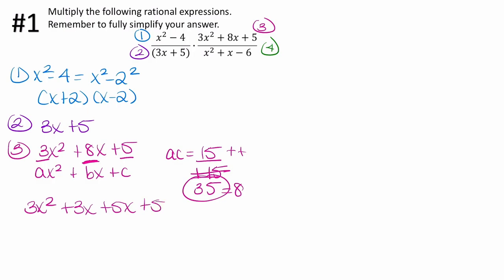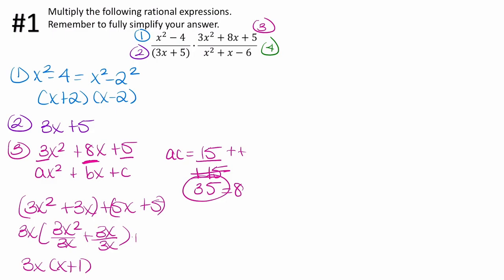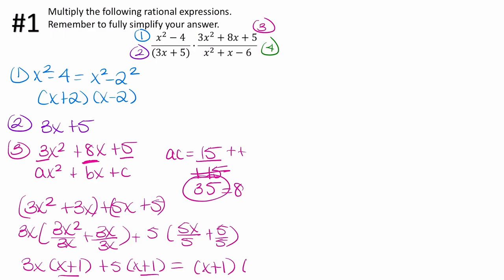Okay, and then we put the terms into 2 groups. So if we factor out the GCF of the first group, we have 3x times 3x squared over 3x plus 3x over 3x. And so that's going to be 3x times x plus 1. Okay, and then we go to the second group and we factor out a 5. So that's going to be 5x over 5 plus 5 over 5. Okay, so that's going to be plus 5 times x plus 1. So now to finally factor this, we're going to factor out the common binomial, which is x plus 1. And then we have 3x plus 5.